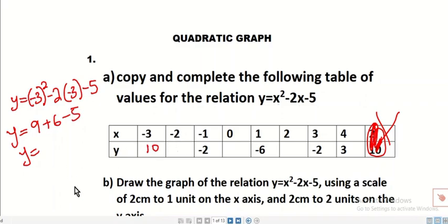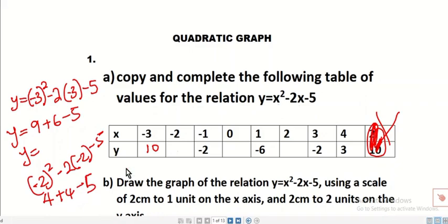I am also going to do the same thing under minus 2. So if minus 2 squared, minus 2 bracket minus 2, minus 5, what am I going to have? This is 4 plus 4 minus 5. Oh, that should be minus 5. Yeah. And this is 8 minus 5, which is 3. So under minus 2, I have 3.